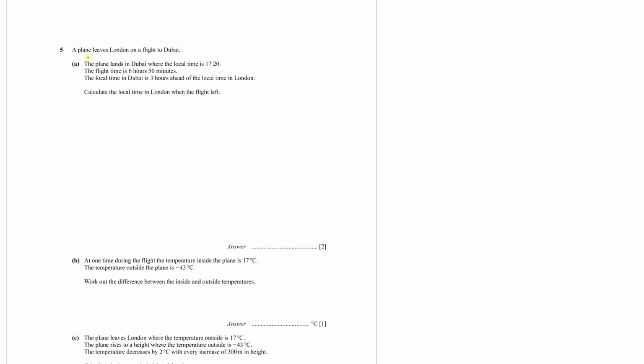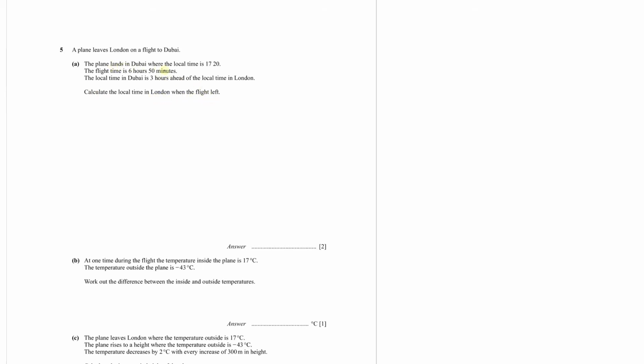Question number 5 is a plane leaves London on a flight to Dubai. The plane lands in Dubai where the local time is 17:20. The flight is 6 hours and 50 minutes long. The local time in Dubai is 3 hours ahead of local time in London. Calculate the local time when the flight left.